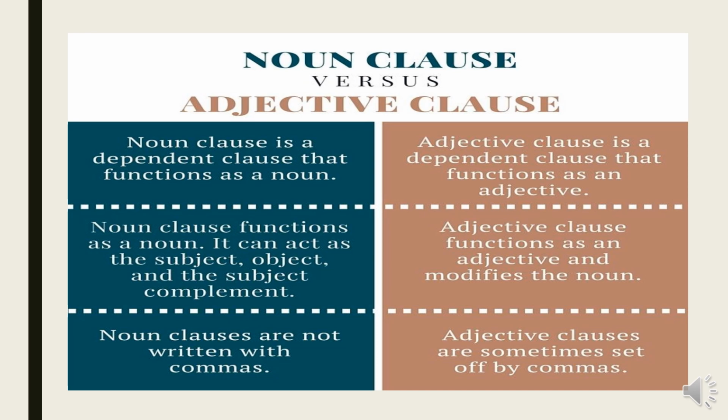Now, as you can see, this slide shows noun clauses versus adjective clauses. A noun clause is a dependent clause that functions as a noun, while an adjective clause is a dependent clause that functions as an adjective. Noun clauses function as a noun. It can act as the subject, object, and the subject complement, while adjective clauses function as an adjective and modify the noun. Noun clauses are not written with commas. Adjective clauses are sometimes set off by commas.